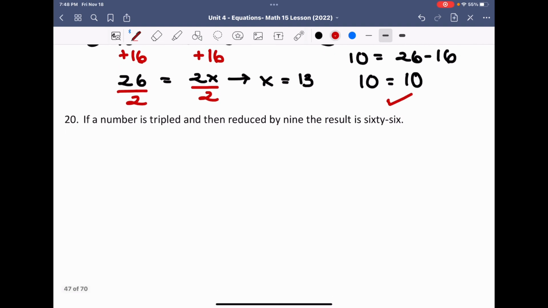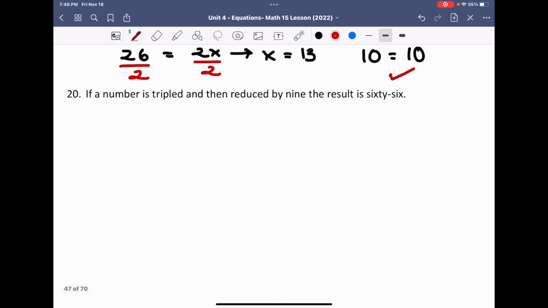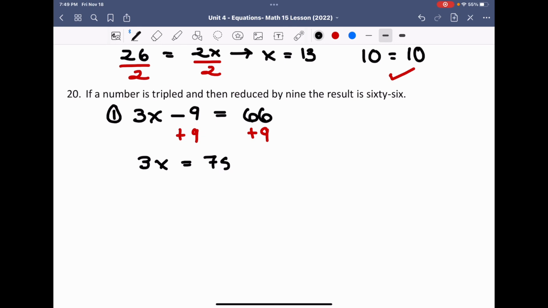Example 20, if a number is tripled and then reduced by 9, the result is 66. So if a number is tripled, let's call that number x. It's multiplied by 3 and then reduced, or you take away 9, the result is equal to 66. I'm going to add the 9 across and add the 9 across. We should get 3x is equal to 75. I divide by that coefficient out front to both. X will be equal to 25.